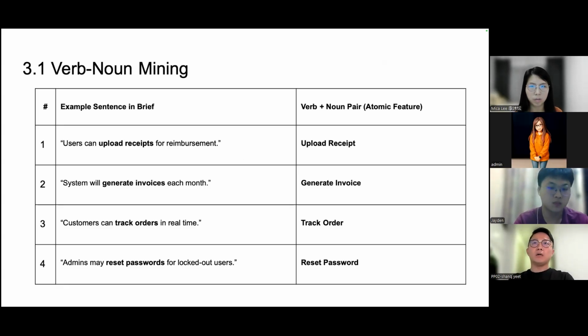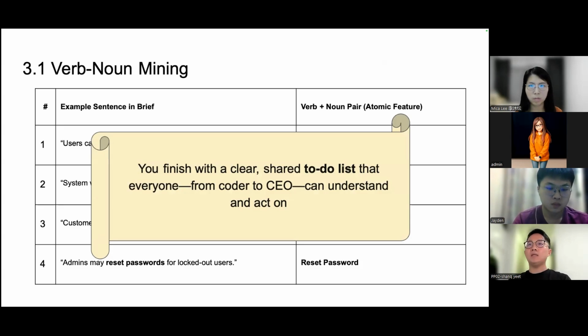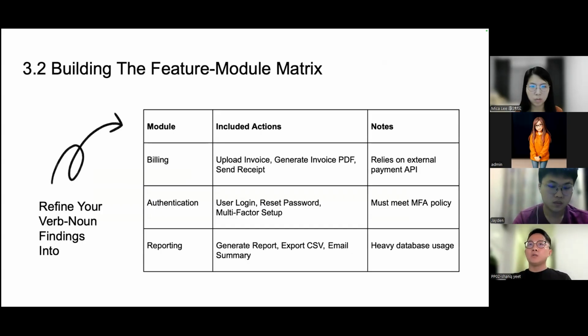Okay, so that is the verb-noun mining. And once you have all this listed out, you have a clear idea of what to do, because a so-called atomic feature that is listed there is basically a to-do list. So when the developer receives this, they know exactly what to build, right? So this is what I mentioned earlier, 3.2, building the so-called feature module matrix, which is basically grouping all the atomic features together and forming them into a module.